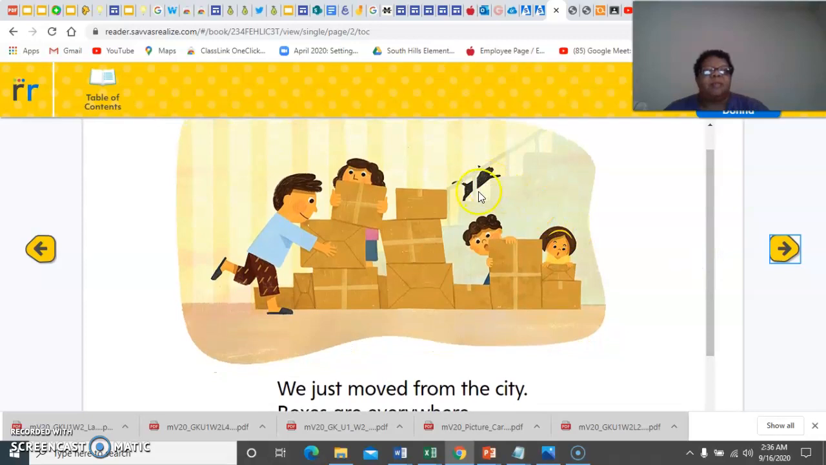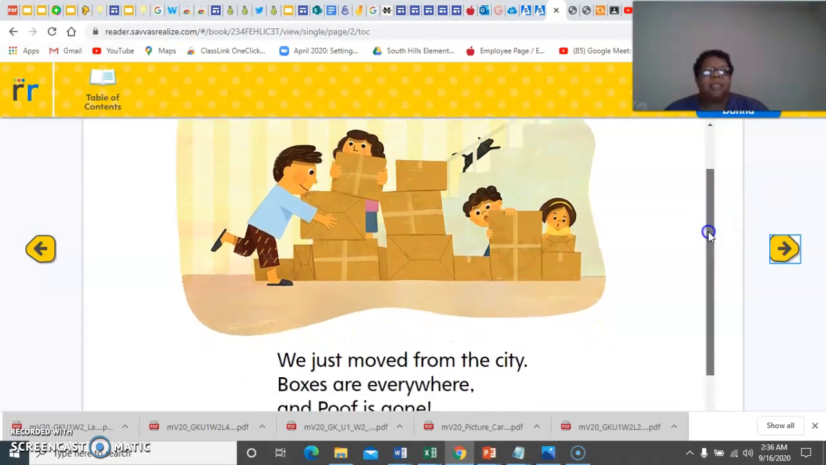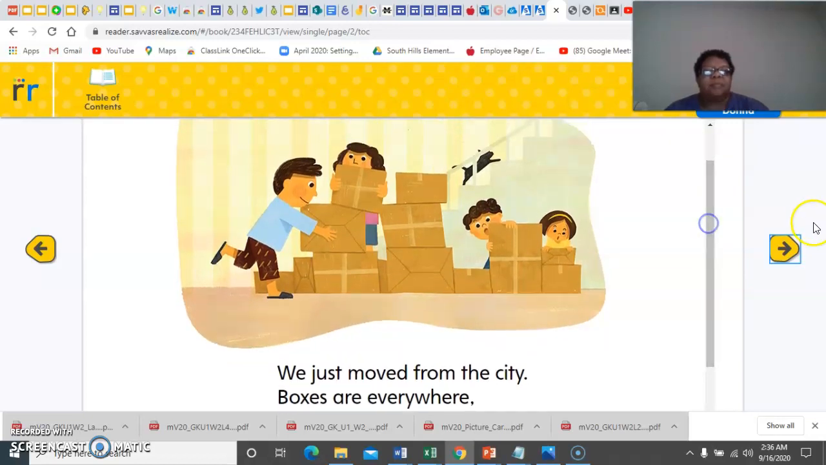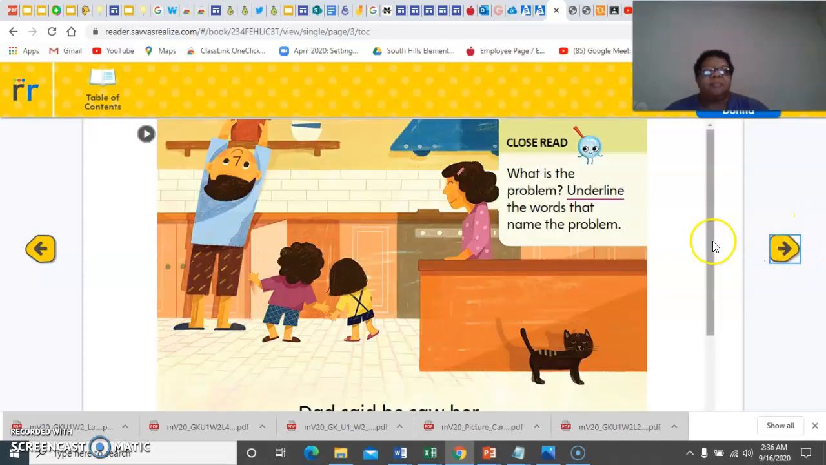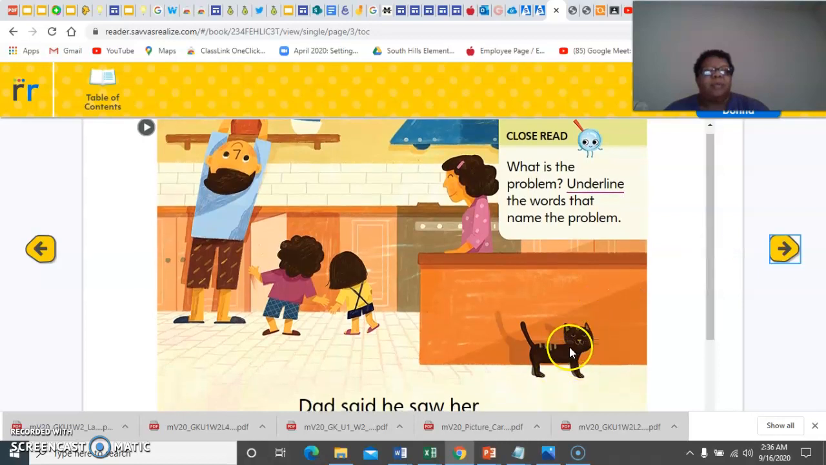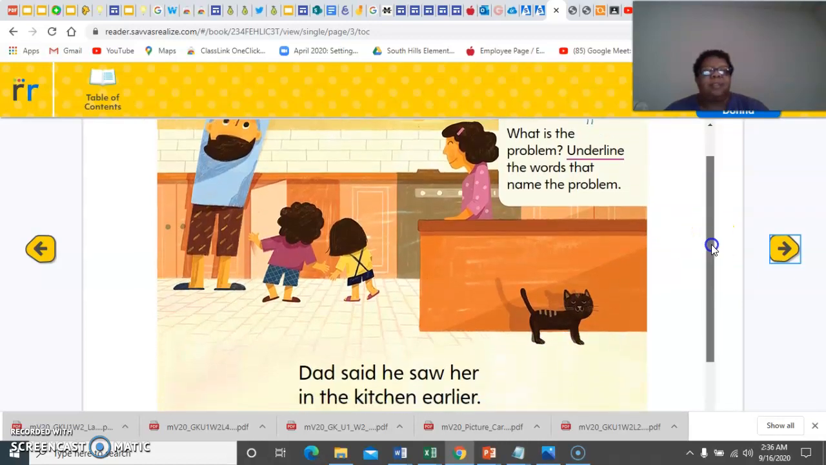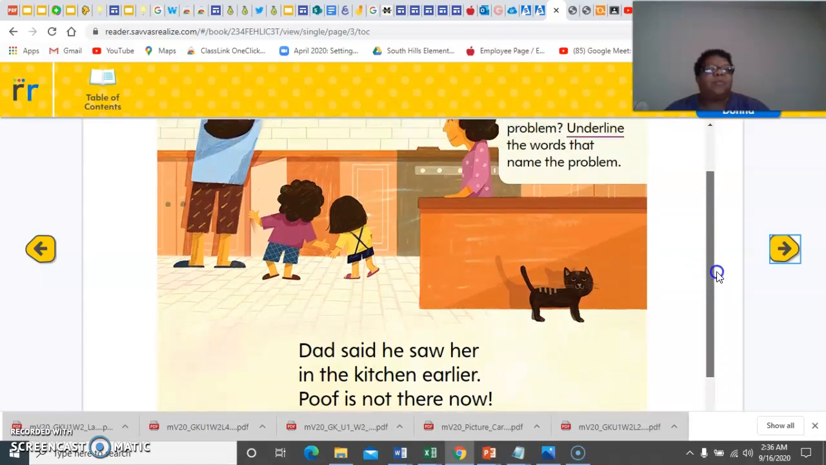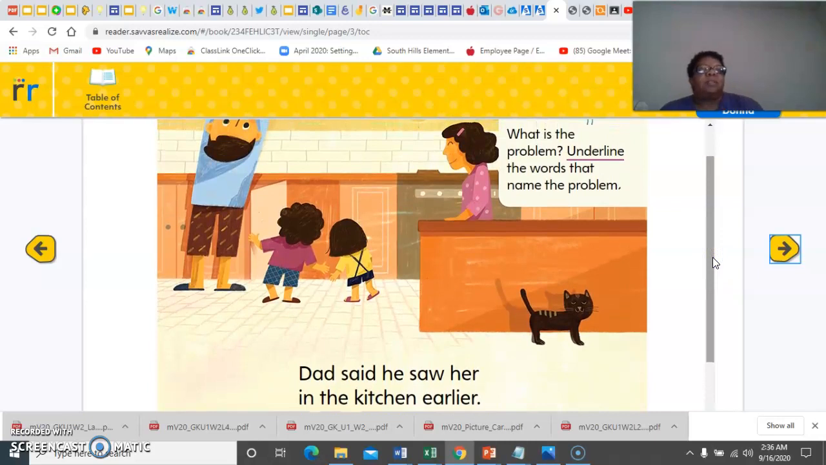Then you can see the cat, Poof. He's headed upstairs. They're moving to a new city. And then they're unpacking. And then here's Poof. And they can't find Poof. So that's their problem in the story. They were having trouble finding Poof.